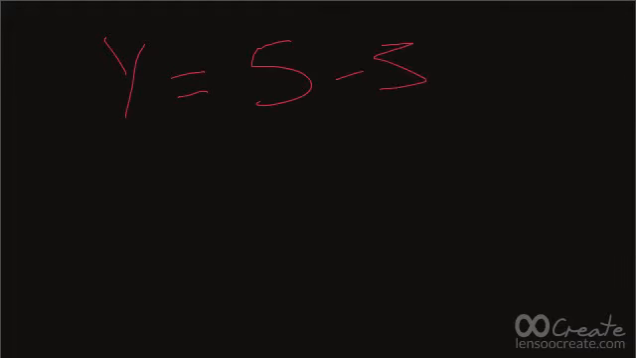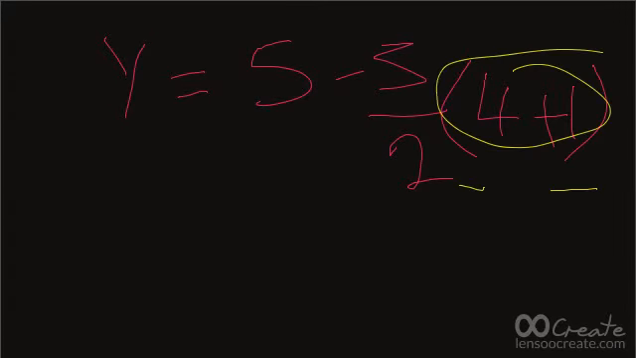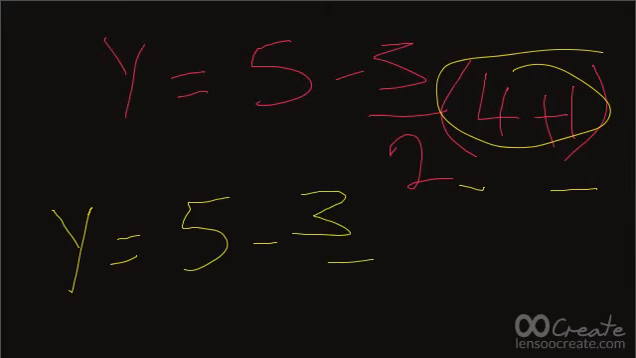y equals 5 minus 3 over 2, 4 plus 1. So according to PEMDAS, parentheses come first. P is for parentheses. So we're going to solve this part of the problem first. Now, what's located within the parentheses is 4 plus 1. So our first step is to add 4 and 1. So this equation becomes y equals 5 minus 3 over 2 times, parenthesis, 4 plus 1, or 5.